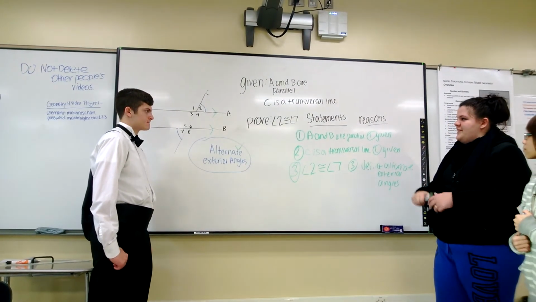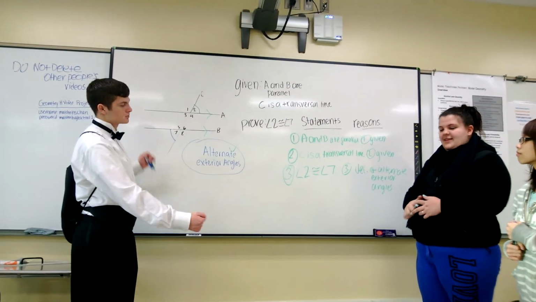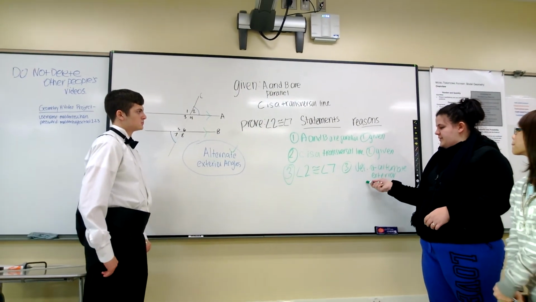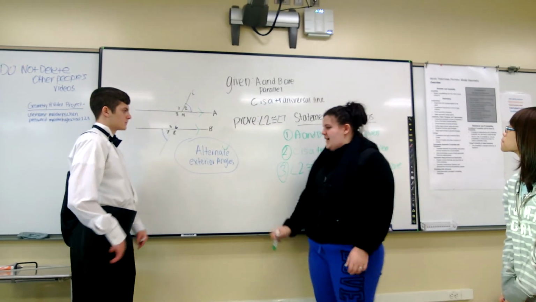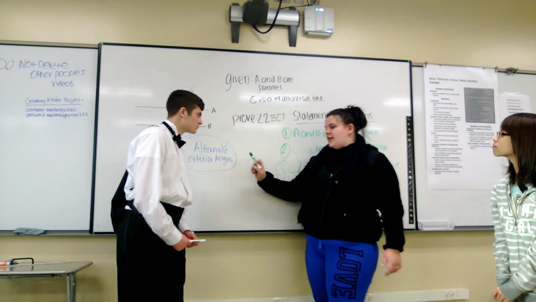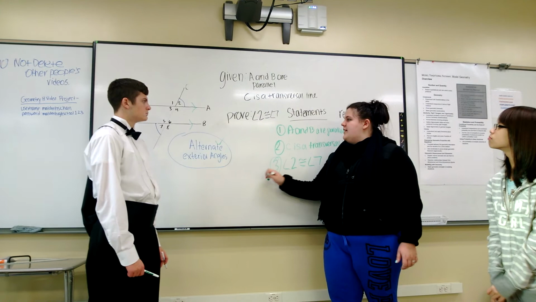Now we look back one more time to make sure that we have proved everything, and we did. Angle 2 is in fact congruent to angle 7 because they are alternate exterior angles. And that is how you write a proof.